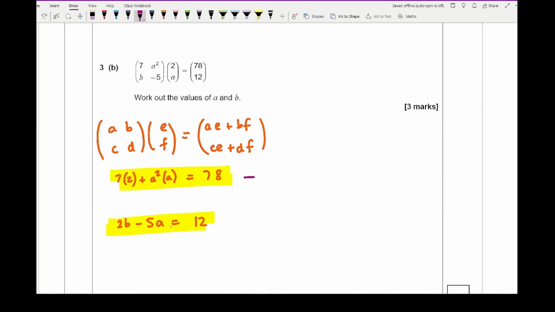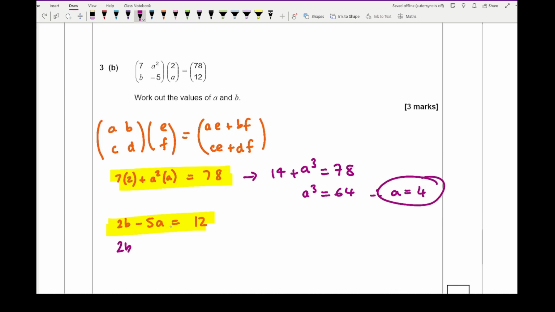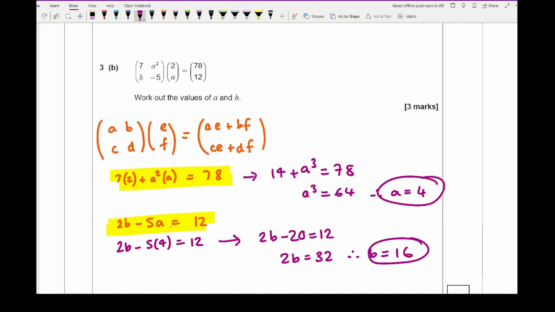Now for this one, what we've got is 14 plus A cubed equals 78. So A cubed equals 64. So therefore A equals 4. So that's my first value. Then using A equals 4 here, I get 2B minus 5 times 4 equals 12. And that's going to give me 2B minus 20 equals 12. So 2B equals 32. So B equals 16, and there are my two values.